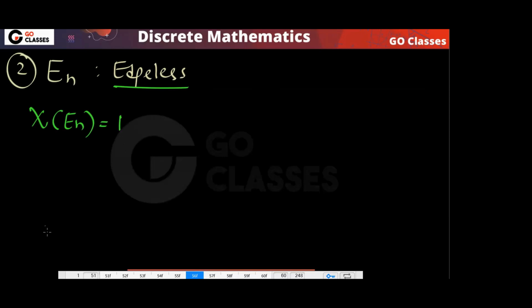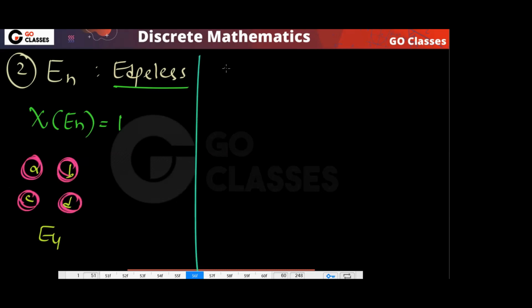For example, if you have E4, then this is your E4, A, B, C, D. Then what you can do? You can give the same color to every vertex. Very simple. So this is the edgeless graph. Now let's see the next graph, that is the path graph. What will happen to the path graph?